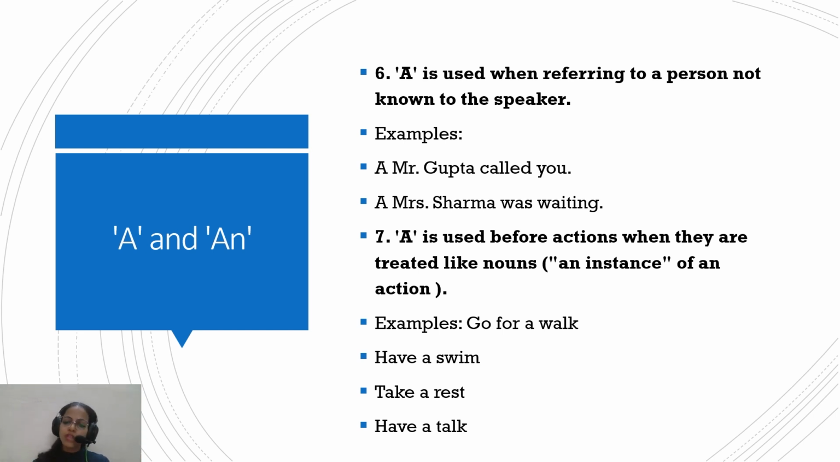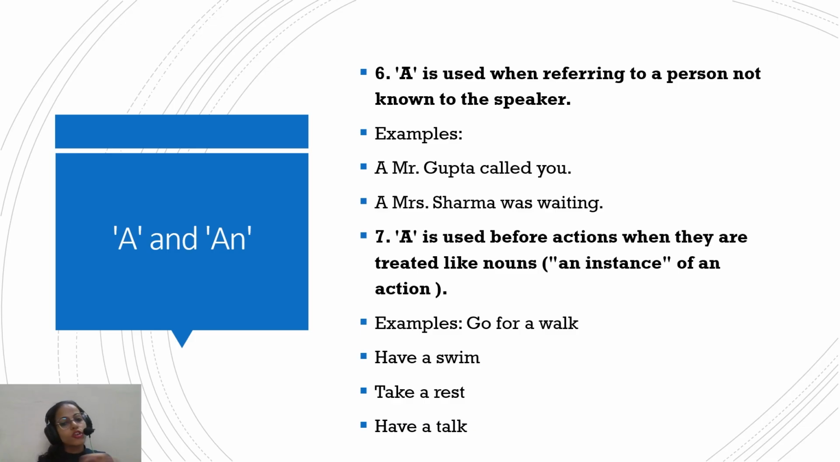A is used before actions when they are treated like nouns, when only an instance of that action is being talked about. Say the whole action would be walking, but go for a walk means an instance of walking, that you went for a walk once. That's all. So in this scenario also, you use a before the action.